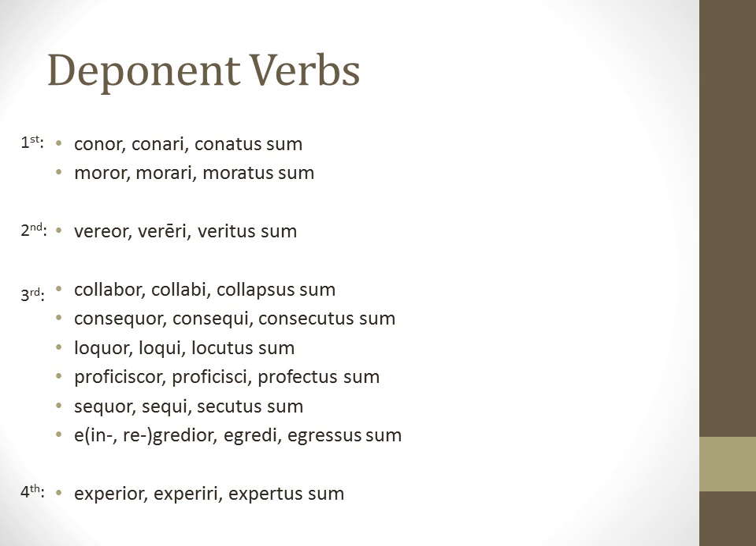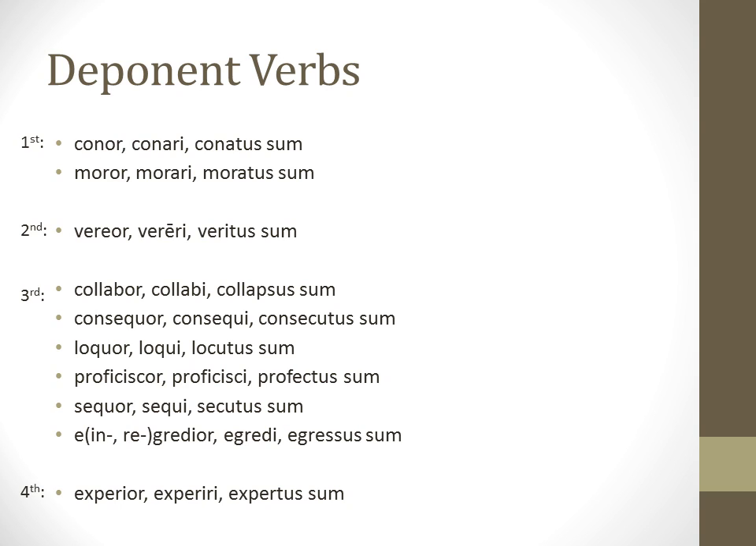There's a list of deponent verbs in your book. It starts on the bottom of page 99 and continues onto the top of page 100. These you're going to want to know. I would suggest making flashcards for them so that you can recognize them easily. First conjugation deponent verbs: conor means try, moror means delay. Second conjugation, vereor, like we said, means fear.